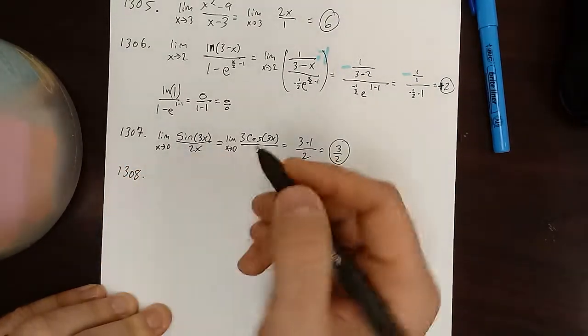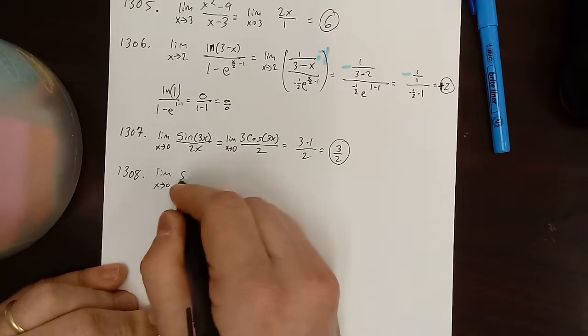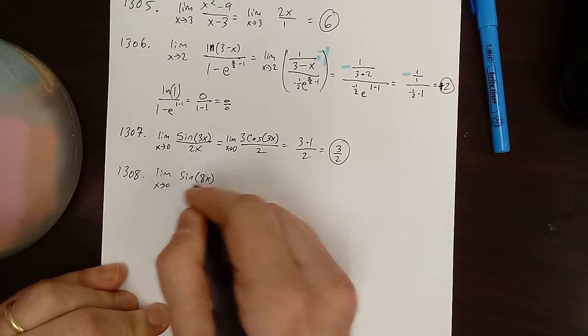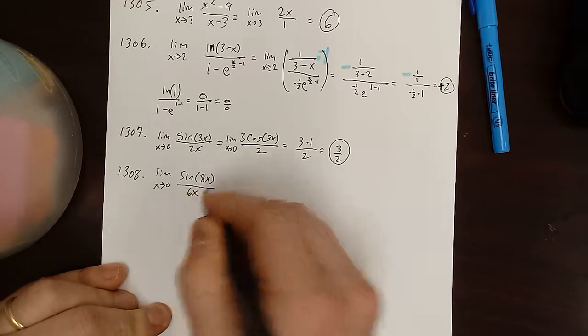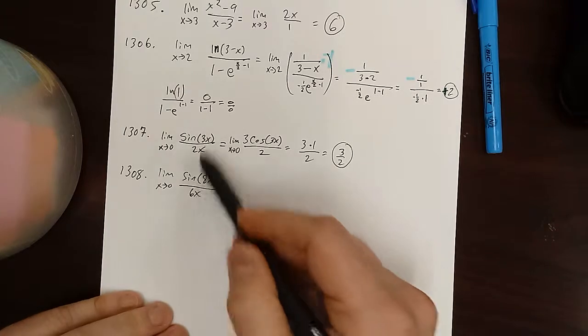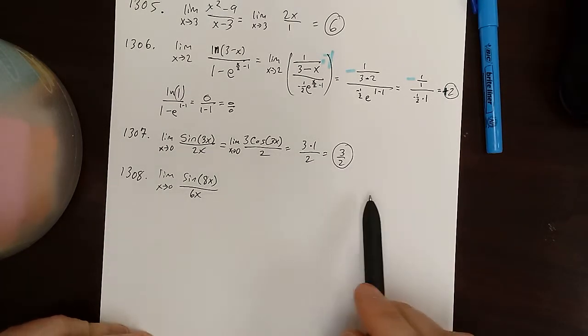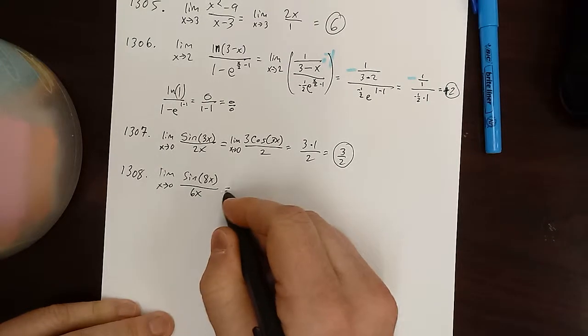1308. 1308 is going to be similar. It says the limit as x goes to 0 of sine of 8x over 6x. And it's going to work out really similarly. You might be able to jump to the answer if you kind of see how things are going to follow through. It's going to follow the exact same way. We get 0 over 0.